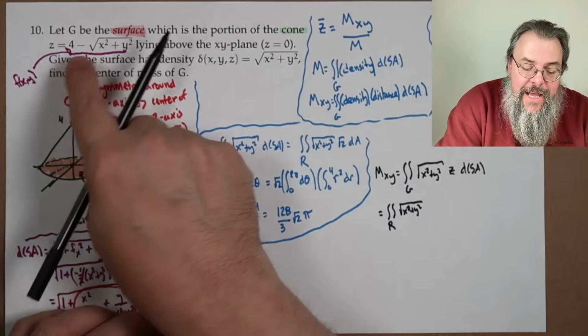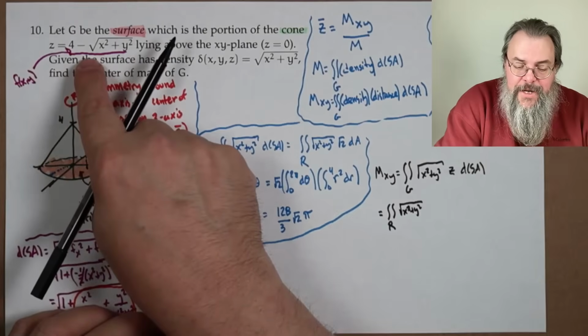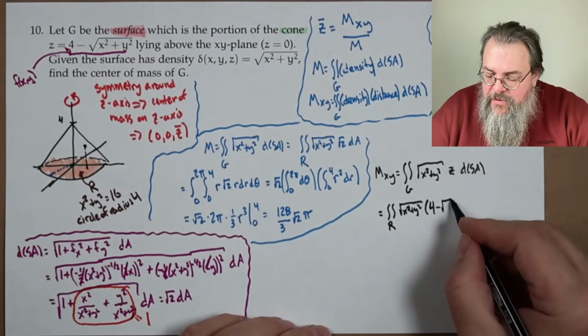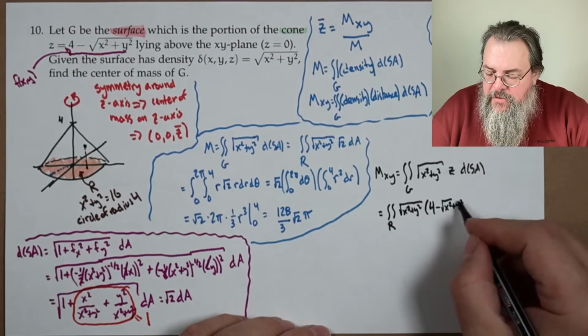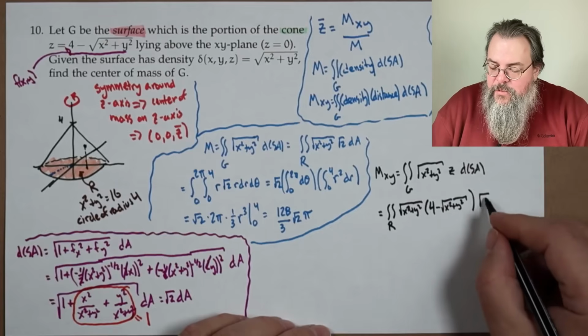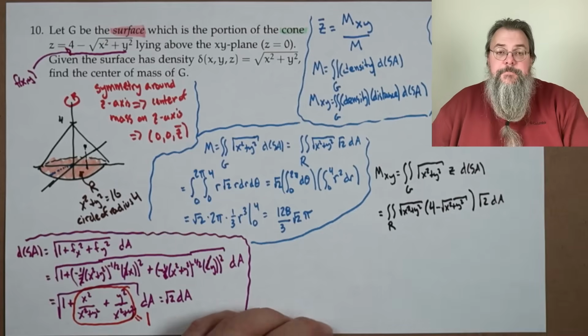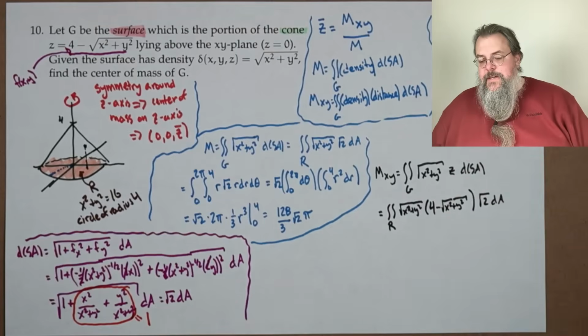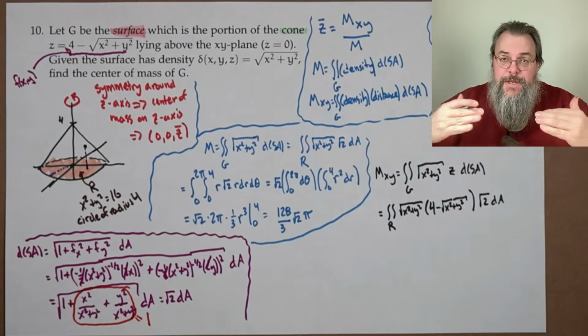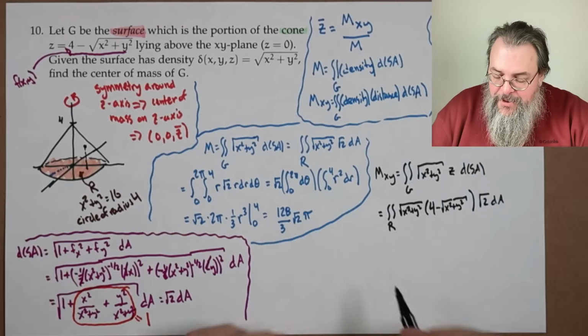The surface has z in terms of x and y, so z is 4 minus the square root of x squared plus y squared. And then dS is square root of 2 dA. All right. Good. Now, same thing as before, we're going to switch to polar.